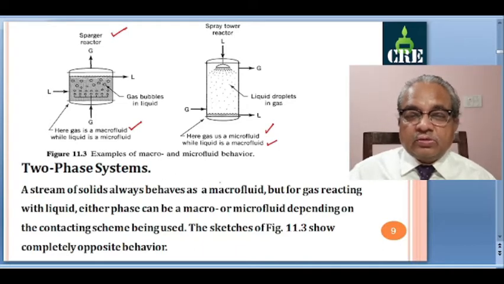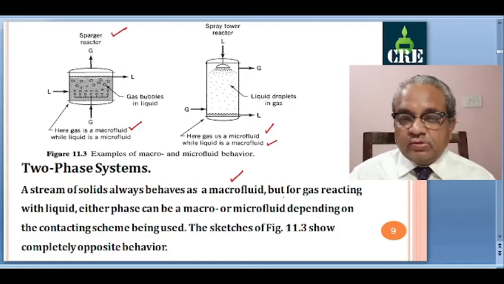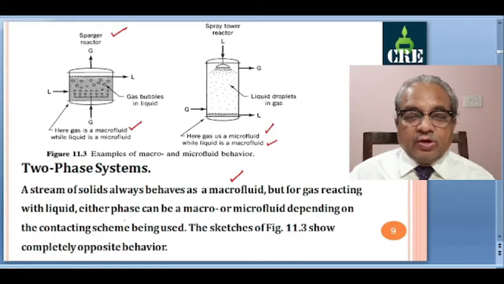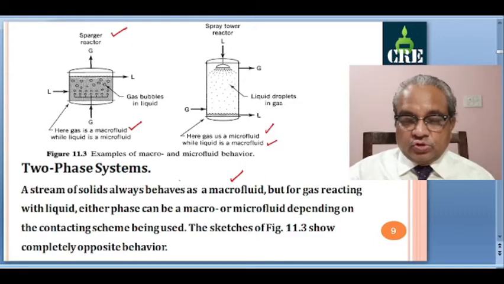Stream of solids in gas solid reactors, most of the fluidized bed reactors, we have to consider this fluid flowing. Solids, when they are fluidized, behave like a fluid, so it is a fluid. It is macrofluid almost always. But for gas reacting with liquid, either phase can be micro or macro. We have seen two examples, depending on contacting schemes to be used.